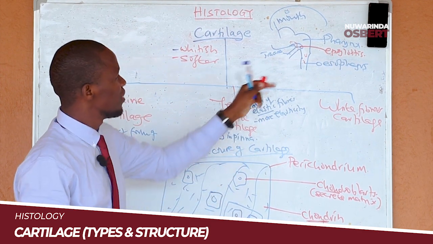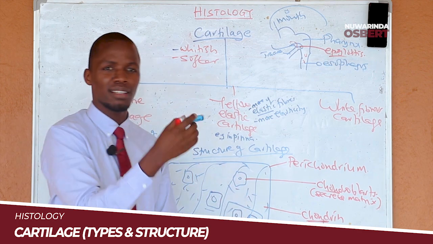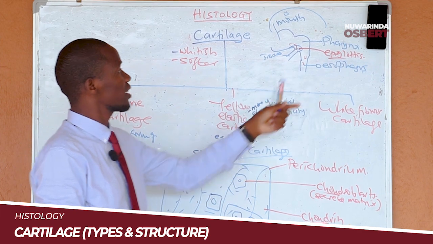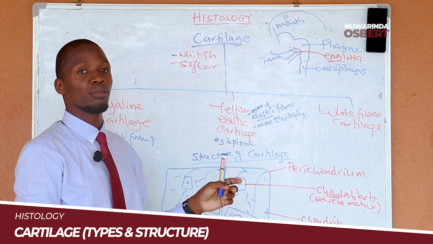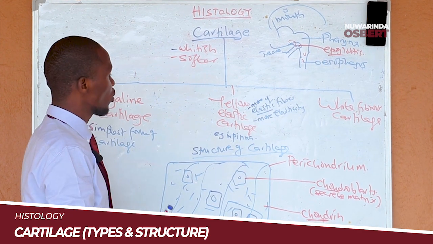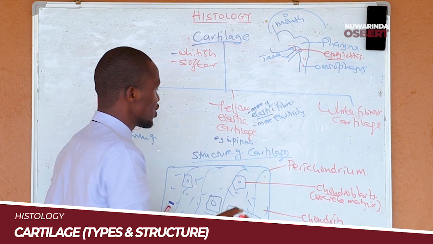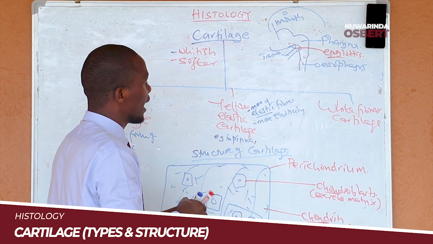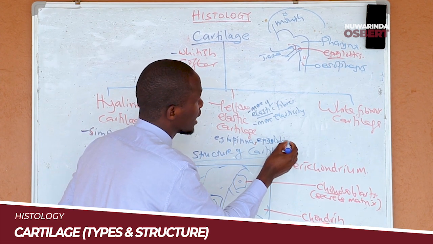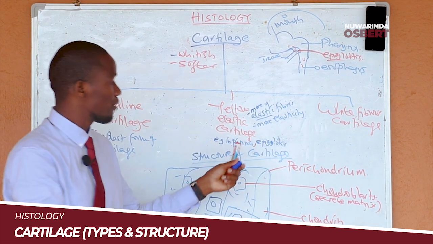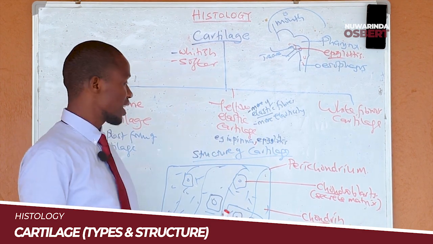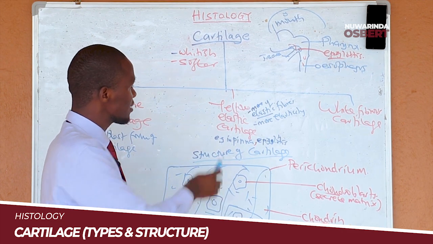Now we are saying this epiglottis is also flexible. It can easily adjust. And because it is flexible, it also needs a type of cartilage which is also flexible. So we are also going to find this yellow elastic cartilage in areas like the pinna and the epiglottis. Why? Because it is flexible enough, and that flexibility comes from the type of cartilage known as yellow elastic cartilage.